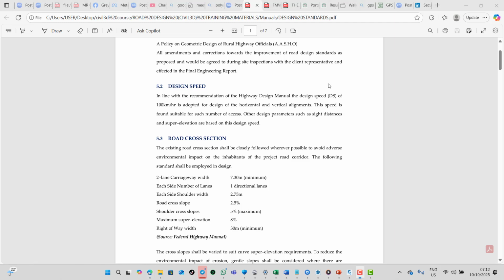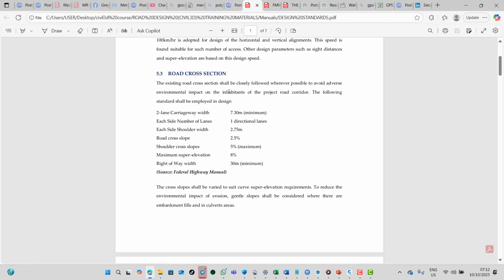They are very important. So the existing road cross section shall be closely followed wherever possible to avoid adverse environmental impact on the inhabitants of the project road corridor. The following standards shall be employed in design. Now, this is very important. This is another very key, important piece of information that you need to know.